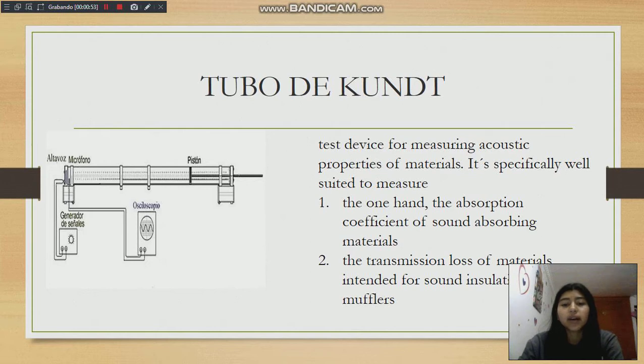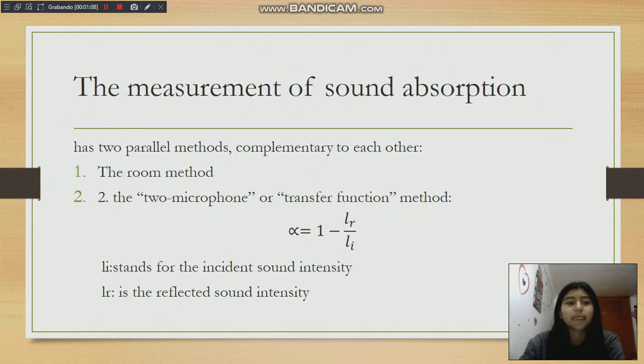first, on the one hand, the absorption coefficient of sound absorbing materials, and on the other, the transmission loss of materials intended for sound insulation, such as mufflers.